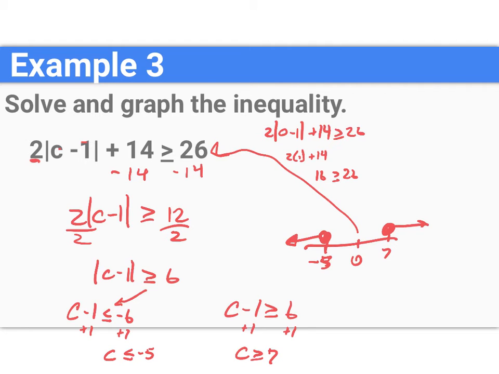So the 7 works. What about negative 5? Negative 5 minus 1 is negative 6. The absolute value of negative 6 is positive 6. 2 times 6 is 12. 12 plus 14 is 26. So negative 5 and 7 work. So when you're dealing with absolute value situations, use numbers as testers to test whether your solution is correct.